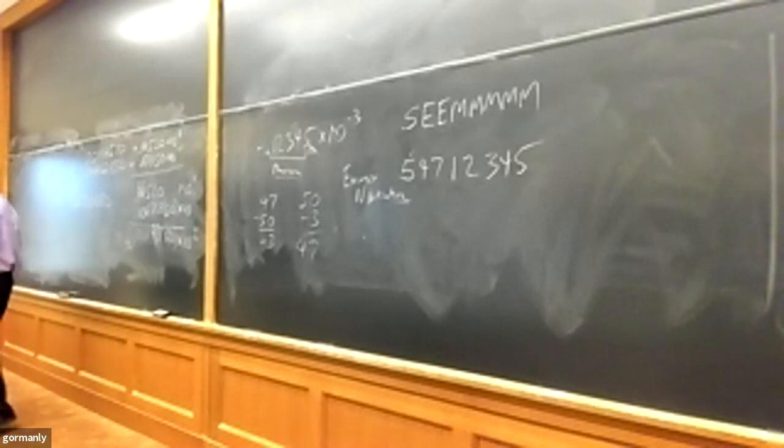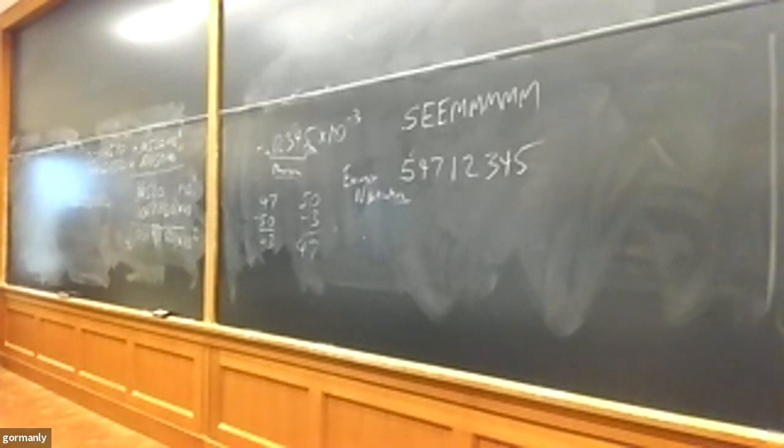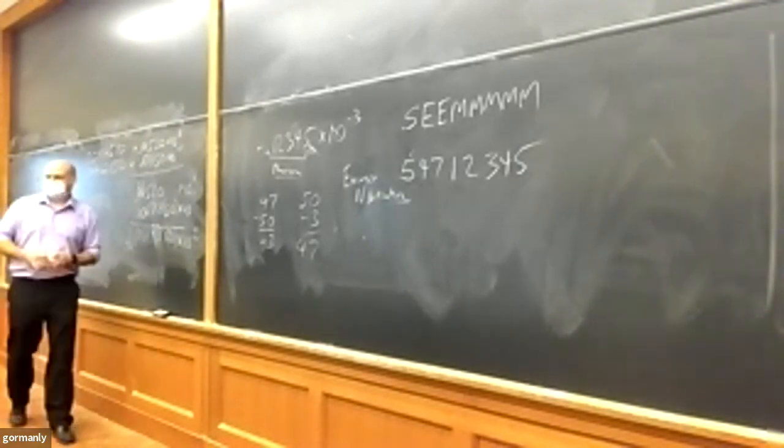But you said for multiplication, you're kind of multiplying the mantissas together and then adding the two exponents, yeah. All right, any questions?